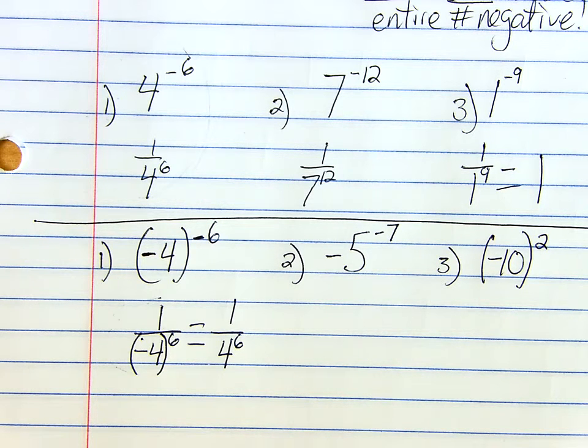If that exponent had been negative, what would my sign have been? Then it would have been a negative. So a negative number raised to a negative exponent is going to give me a negative answer. But that's not what I had here. Okay.